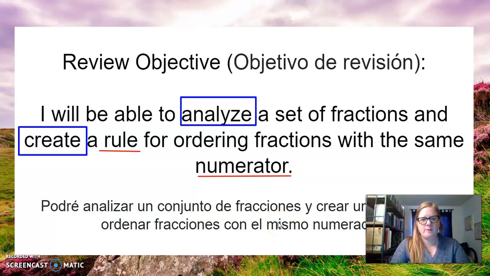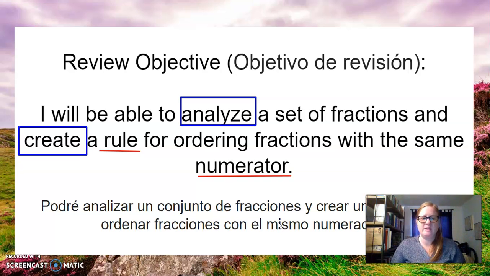For math, I will be able to analyze a set of fractions and create a rule for ordering fractions with the same numerator. Okay, so there's a lot going on for us today. It is challenging, but I know that you both are ready for it. So, creating a rule. Now, remember when we were playing games and I said we need a set of rules so that we all know exactly how to do this.